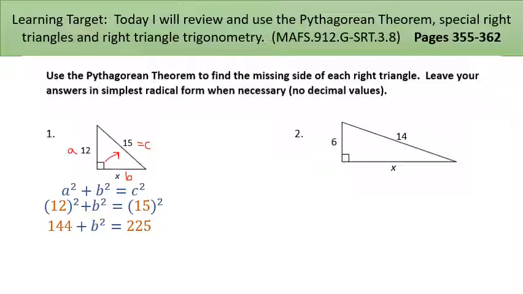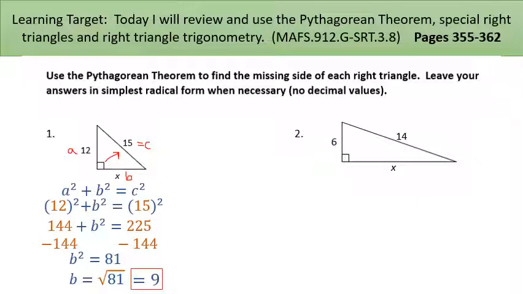Here's where the calculator is going to come in handy. And now what? Well, we're trying to get the b squared, so the next move is going to be to get b squared by itself. So we're going to have to subtract 144 from both sides of the equation. So now we'll have b squared on the left, and on the right we're going to have 81. All right, that's not our answer. B is what we're looking for, not b squared. B squared is 81, so how do we get to b? Take the square root of 81. So the square root of 81 is 9.